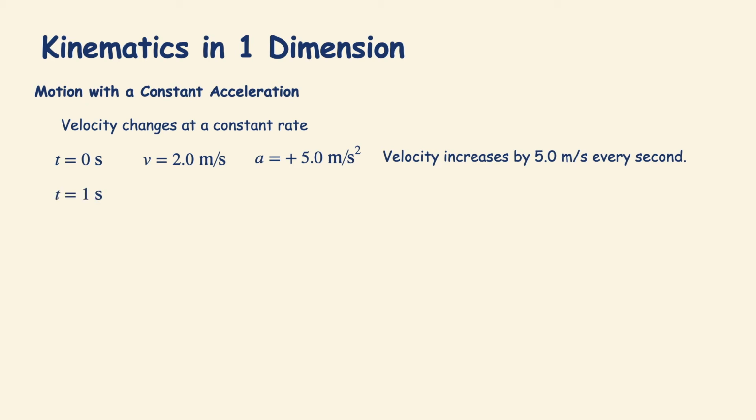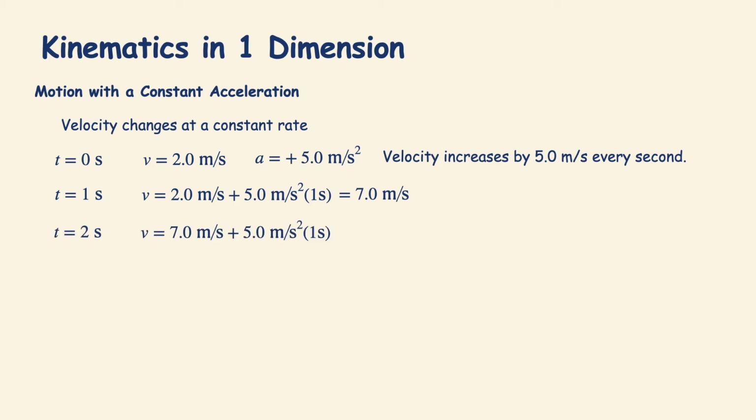So that means that if you wait 1 second, and your time counter shows 1 second, then the velocity will be 2 plus the increase. So 1 second has elapsed. That means the increase of 5 meters per second every second has to be added to the 2.0 meters per second original velocity. So now we have the object moving at 7.0 meters per second. At t equals 2 seconds, we already have the object moving at 7 meters per second, and we have to add another increase of 5.0, so that will give us 12.0 meters per second.